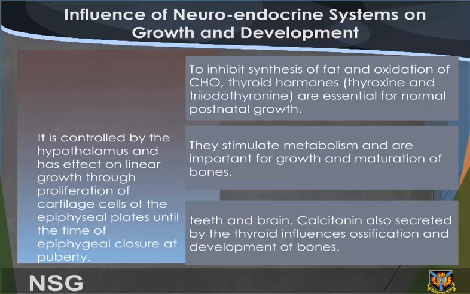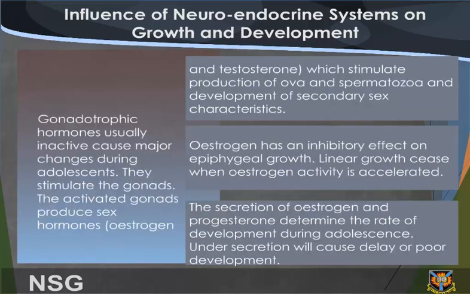To inhibit synthesis of fat and oxidation of CHO, thyroid hormones, thyroxine and triiodothyronine, are essential for normal postnatal growth. They stimulate metabolism and are important for growth and maturation of bones, teeth, and brain. Calcitonin, also secreted by the thyroid, influences ossification and development of bones.